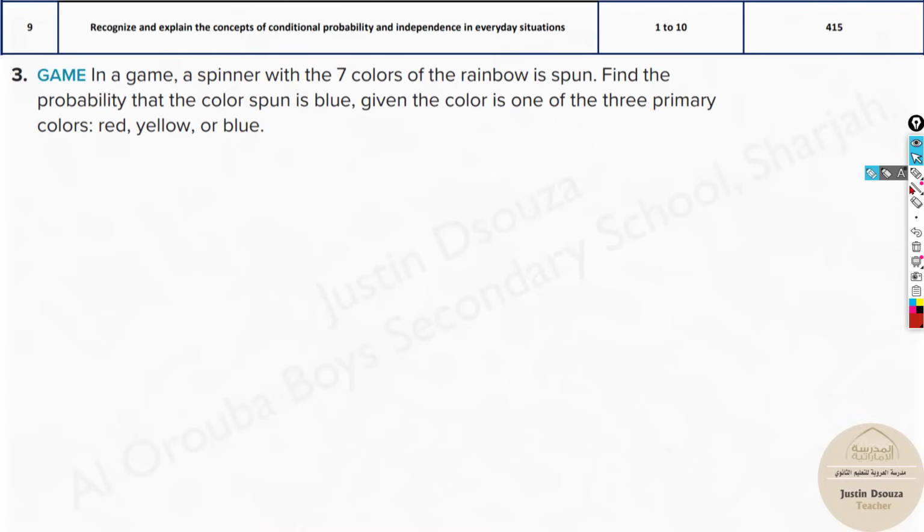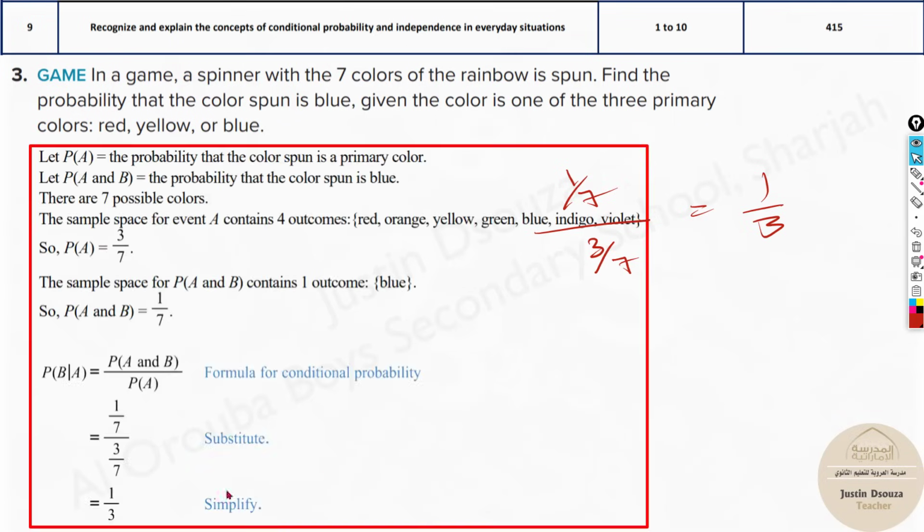That's it. In a game, a spinner with 7 colors of the rainbow is spun. Find the probability that the color spun is blue, given that the color is one of the 3 primary colors, red, yellow, blue. Now, given that the condition, I'll directly write the formula. The condition is 3 colors are given out of 7. And what is wanted? It's blue. So it's 1 out of 7. So it's 1 by 3. And you can also see that blue out of these 3 colors is 1/3, 0.33 or 33%.